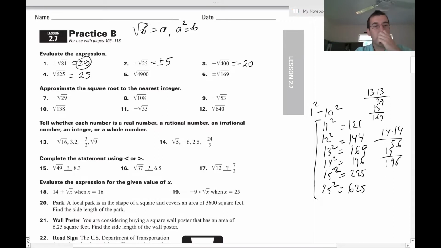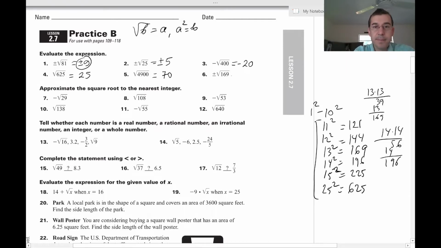Okay. So number 5, square root of 4900. That is 49. Square root of 49 is 7. Right, and then 2 zeros within the square root convert into 1 zero outside of it. So 7 times 7 is 49, and then 1 zero converts into 2 zeros, so 70 squared is 4900.